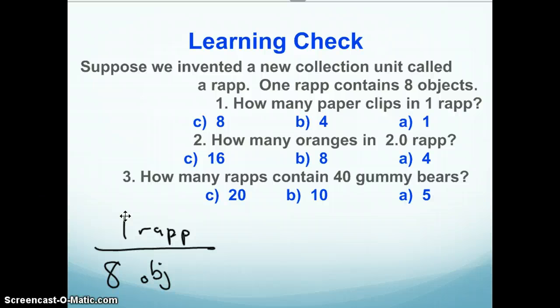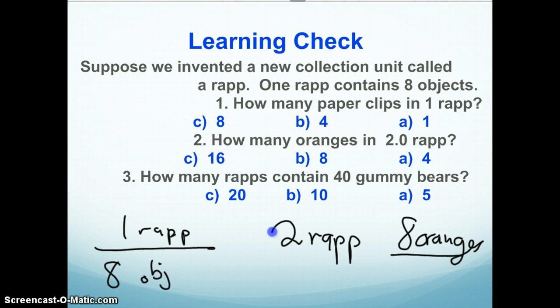All right, so we can use this kind of logic to continue forward. How many oranges in 2 wraps? So we could get really formal and we could say 2 wraps and 8 oranges per wrap. The units cancel and you get 16 oranges.